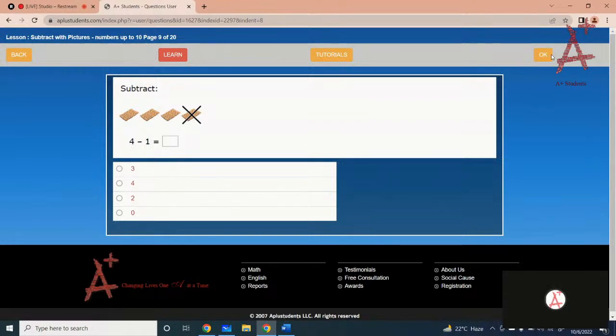Got it? Okay, now you are given 4 of the rugs. One of them is crossed out. So how many rugs are you left with? Yes, it is 3. That means when you start with 4 and take away 1, you are left with 3. Very good, Buffer. It is 3.